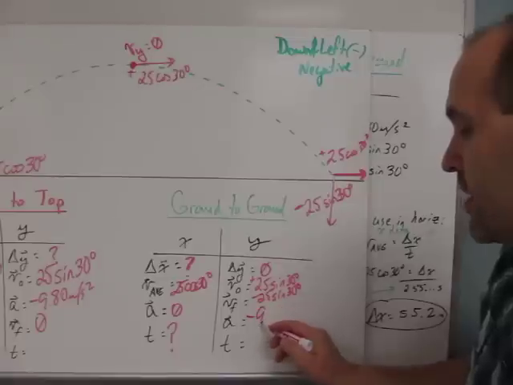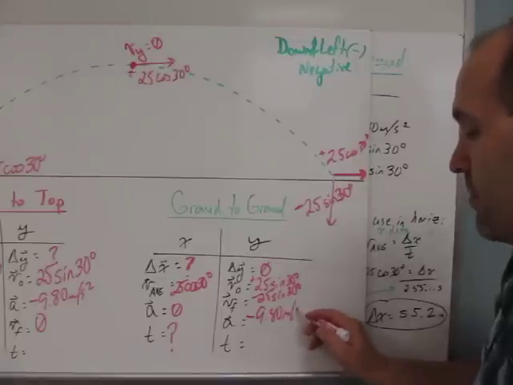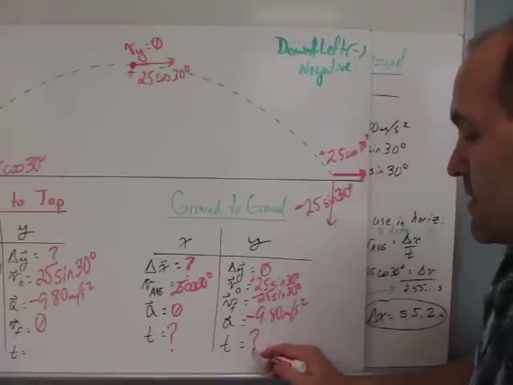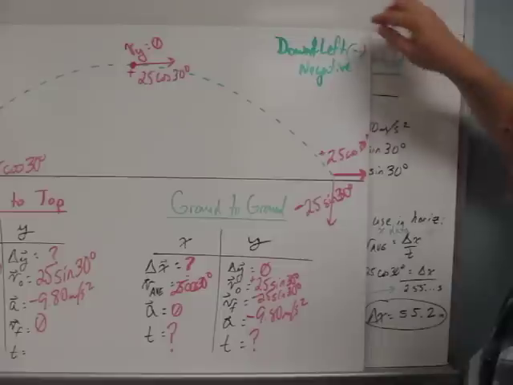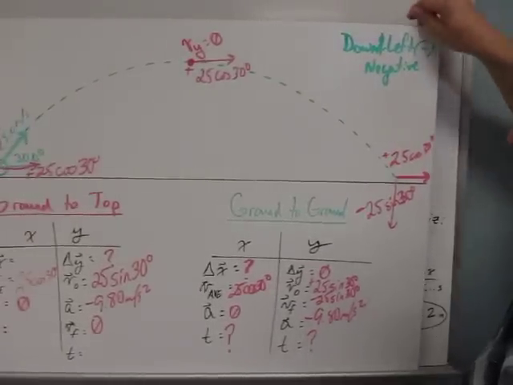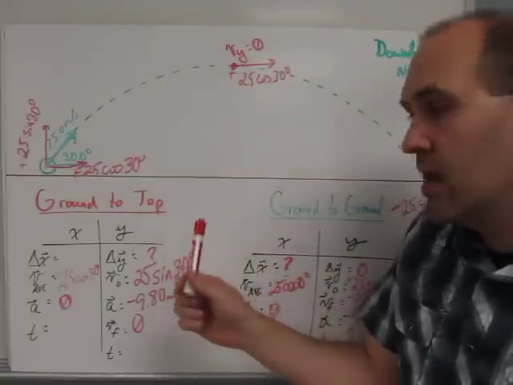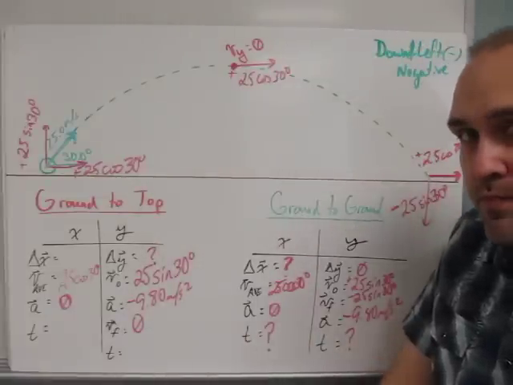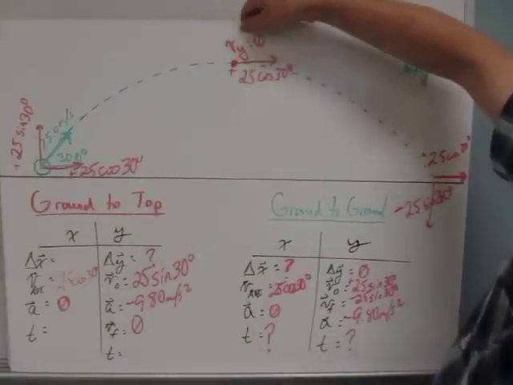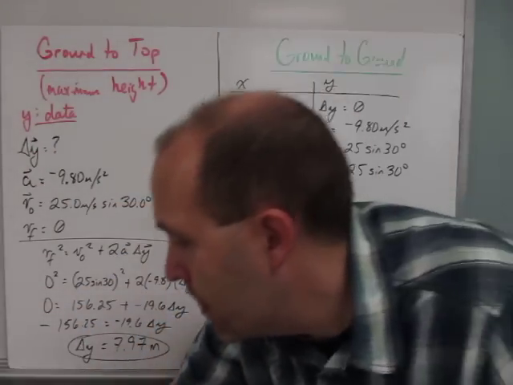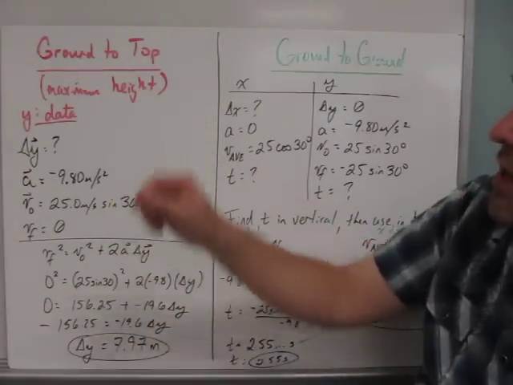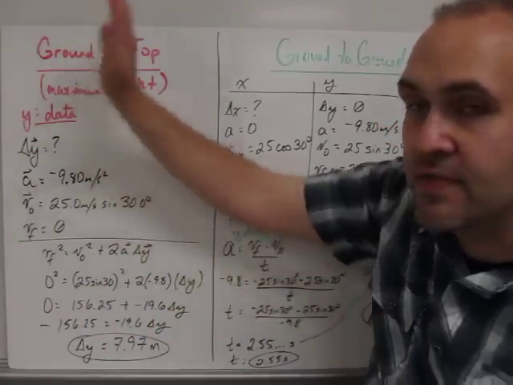And the acceleration is minus 9.8. And the time is something that we're looking for again. So now I think we have both sets of data for 2 different positions, ground to top and ground to ground. I've used that ground to top data over here. That's just finding the maximum height.